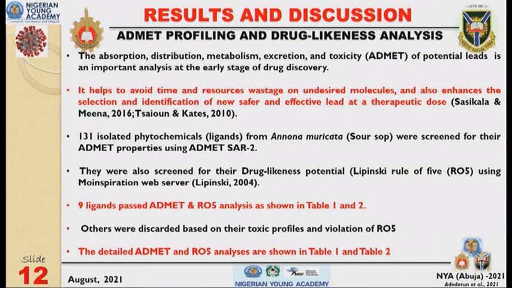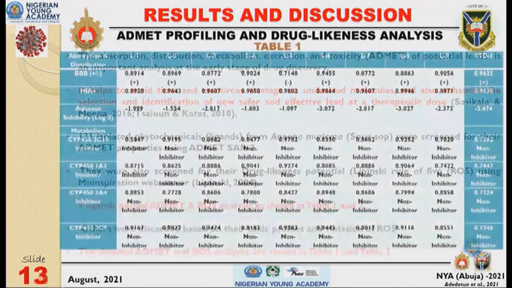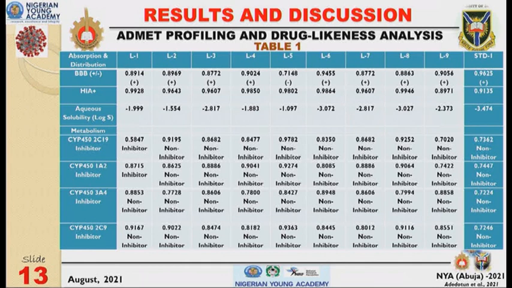Now, this is the result of our ADMET profiling. After the ADMET analysis, we have just 9 ligands that passed with no toxicity effect. Next slide. As you can see in the table, we look at the absorption via the BBB, blood-brain barrier, human intestinal absorption, aqueous solubility, then the cytochrome P450. Any ligand that will be a very good lead must be a non-inhibitor of this CYP450, and the HIA needs to be positive, and it must have the ability to cross the blood-brain barrier. You could see that only these 9 ligands pass the analysis.